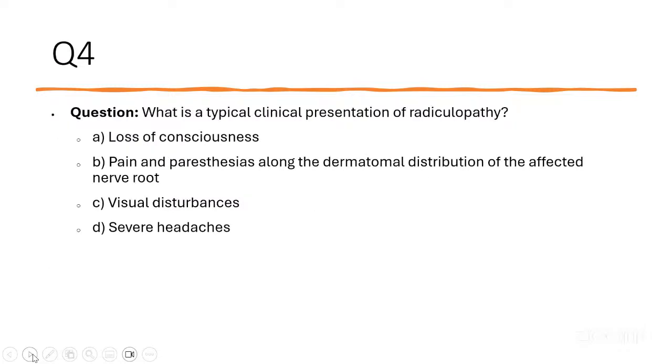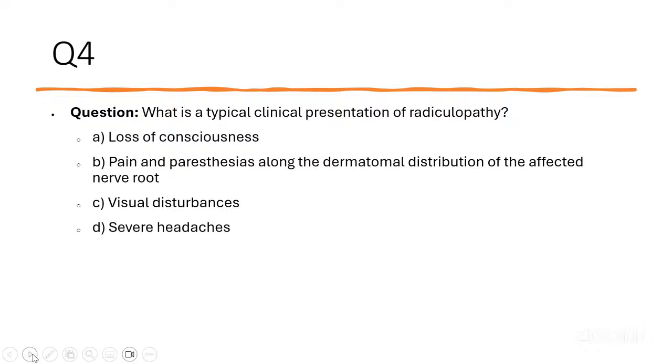What is a typical clinical presentation of radiculopathy? Pain, paresthesias along the dermatomal distribution of the affected nerve root, visual disturbances, headaches, loss of consciousness. Very easy. But the important point here is to know what the dermatomes in the lower limb are. Which is the dermatome on the medial aspect of the leg? What is the dermatome present in the interdigital space?